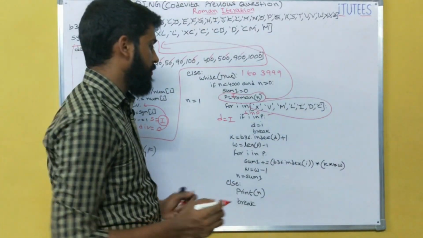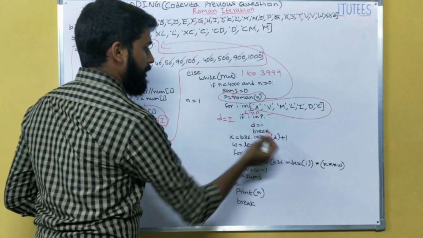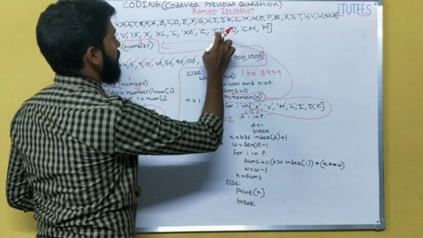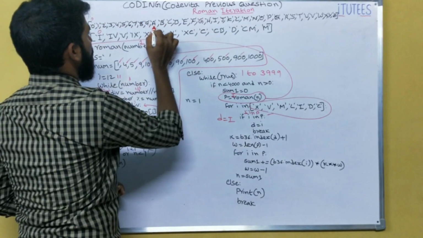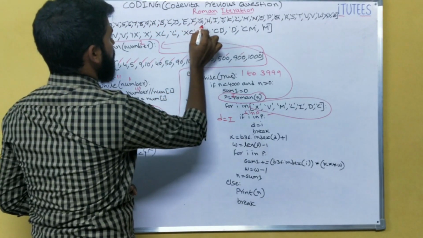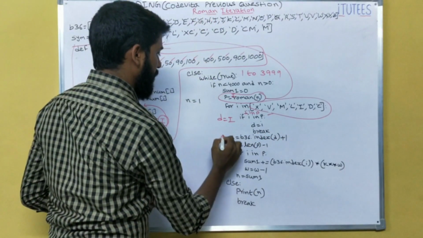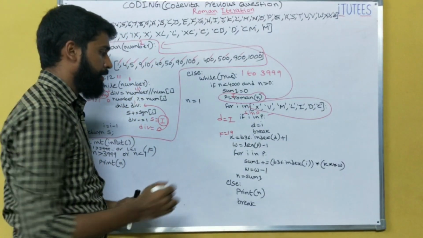Now K equals the B36 length, that means the place value we are going to find. So this is the B36 list. Index of D. So what is the index of D? I index is, what is the index? 10, 11, 12, 13, 14, 15, 16, 17, 18. So that means 18 plus 1 means 19. K equals 19. That is the place value of I.